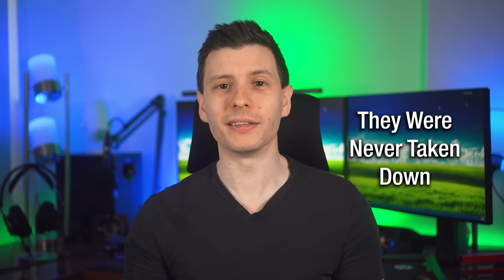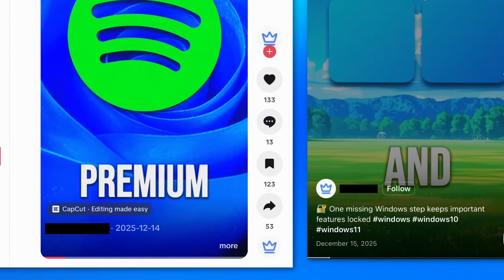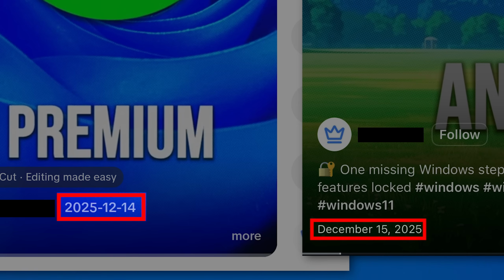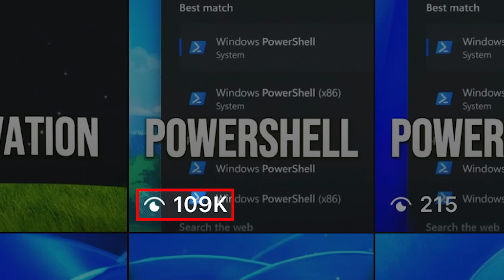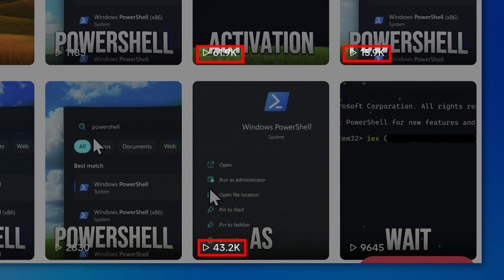Until, of course, you realize that your accounts start getting compromised and hacked, and you might not even be sure what exactly they took. And what's crazy is there's several of these accounts that have been up on both Instagram and TikTok, created in December 2025. They're still up. Some of the videos have 100,000 plus views, and many of them have over tens of thousands of views, thousands of likes and bookmarks.